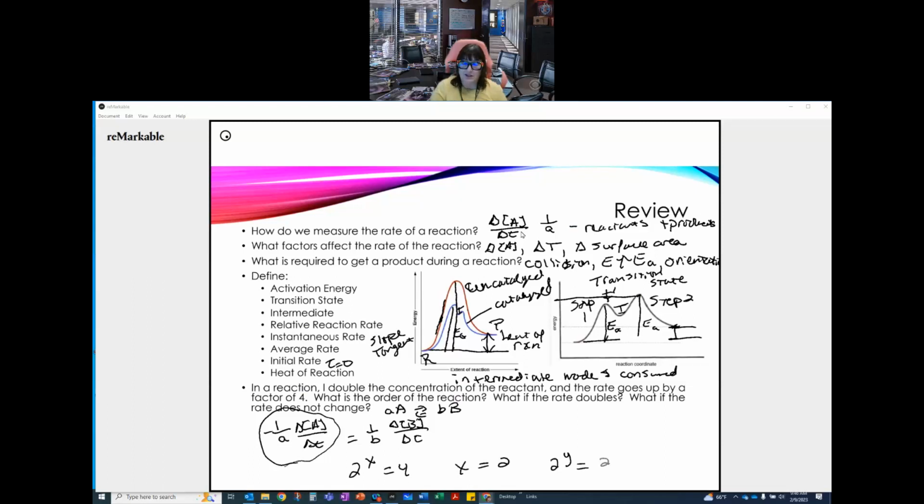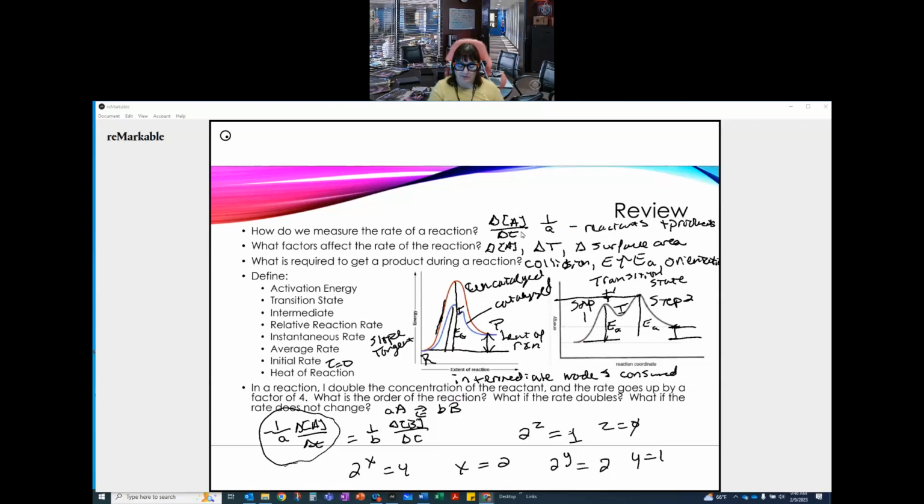If the rate doubles, so we go 2 to some exponent equals 2, then y equals 1, because it's the same change for both of them. And if you've doubled that concentration, so that ratio is equal to 2 there, but this does not change. So there's absolutely no change here. Then that Z equals 0. Okay, because no change is a 0, right? So that's what we're talking about in terms of orders from that kind of discussion, okay?